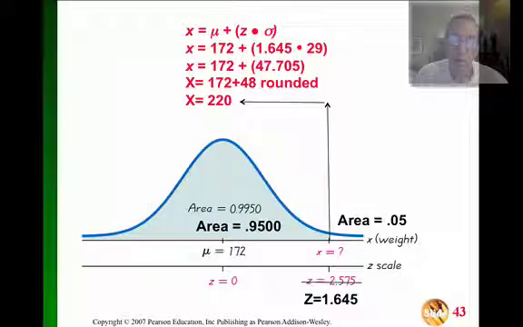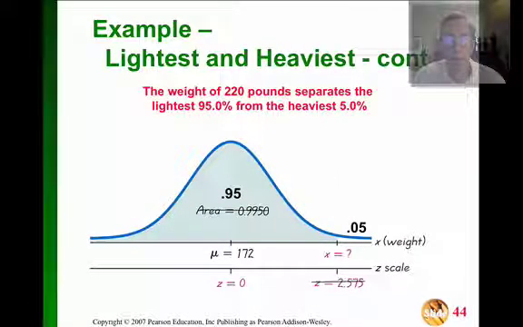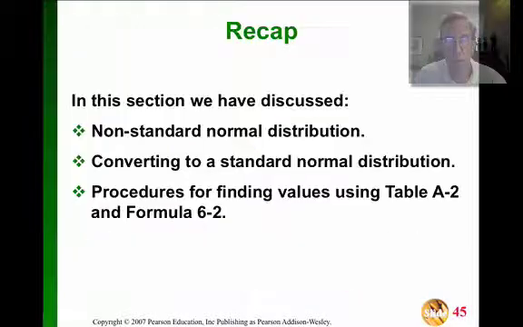So I can come at this two ways. I can come at it knowing what x is that I want to test against the mean and a certain standard deviation, and I use my regular conversion formula, or knowing the probability, I'd like to find what x value is related to that probability, and then I use this equation that we've just gone over. So the weight of 220 pounds separates the lightest 95% from the heaviest 5%.